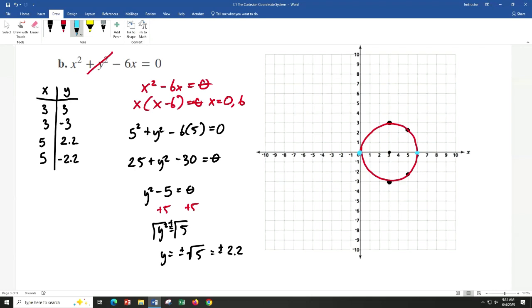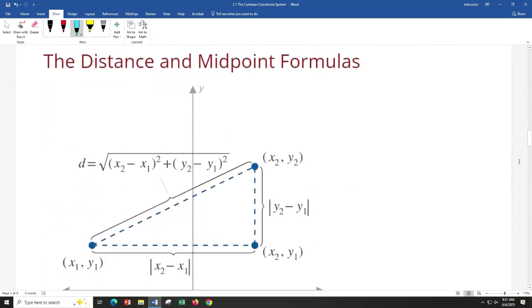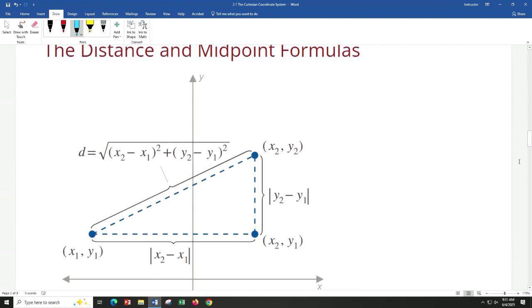All right, let's get to some formulas because everybody loves formulas. Distance and midpoint formulas. Notice we have a triangle here that has a point. We have a whole bunch of points, right? We have the point x1, y1. That's just point 1. And we have the point x2, y1. Then we have the point x2, y2. We have 3 different points. Those 3 points, when you combine them together, create what? A nice little right triangle.